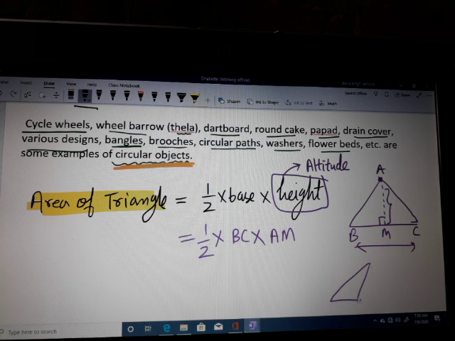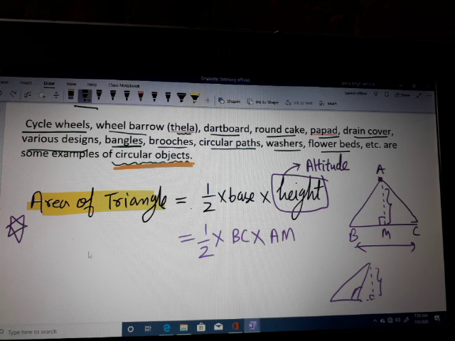And sometimes if you get a triangle like this, what will be the area of this triangle? This is the obtuse angle triangle. So you have to draw the perpendicular outside, and you have to find the length of this perpendicular. Please note down this formula, 1/2 base into height. This is also a useful result.